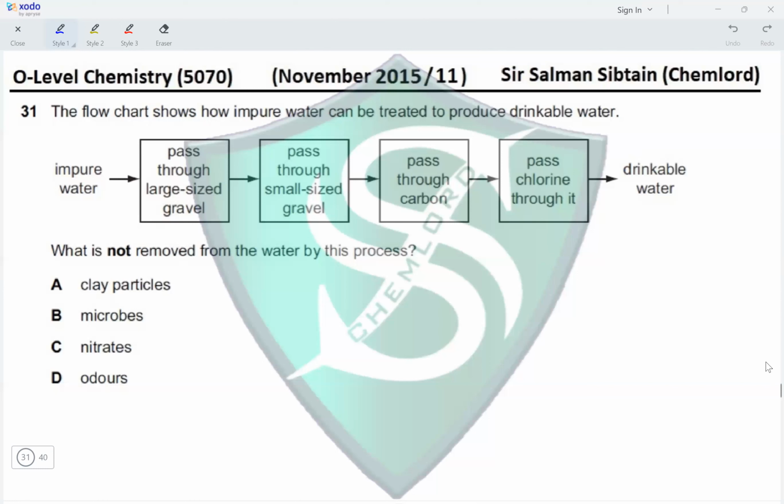So the question is, what is not removed from the water by this process? Clay particles, they are removed by passing the water through small size gravel. Microbes are killed off by passing chlorine through the water. Nitrates are dissolved salts, so desalination is missing. Nitrates are not removed from water in this process. And odors are removed by passing it through carbon. This makes option C the correct option for this question.